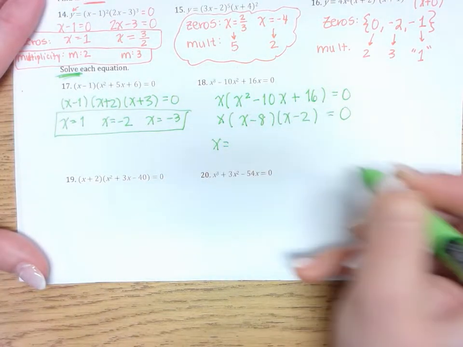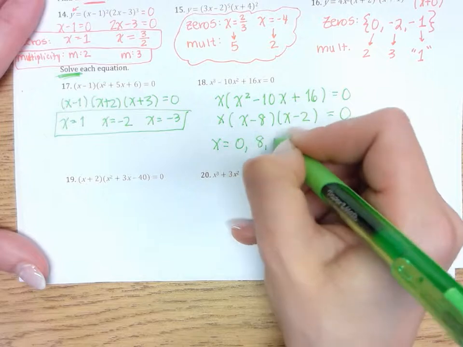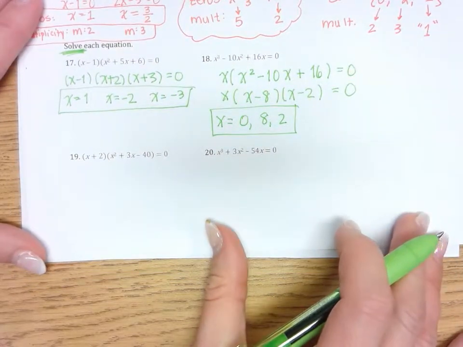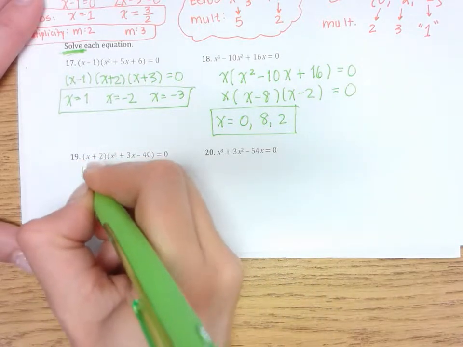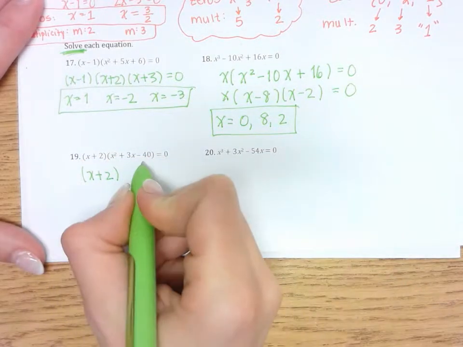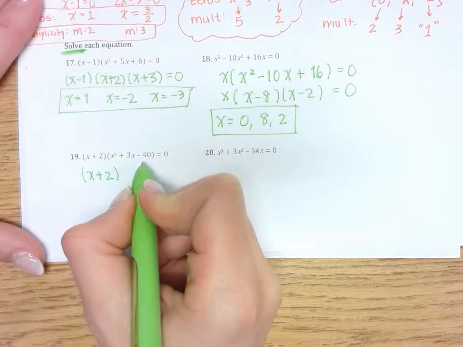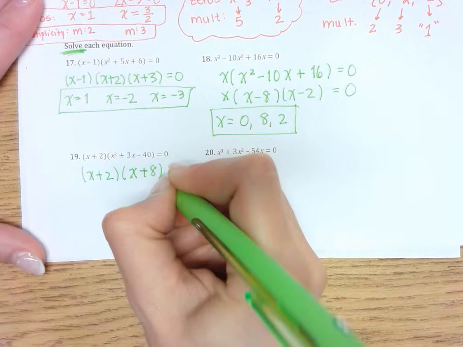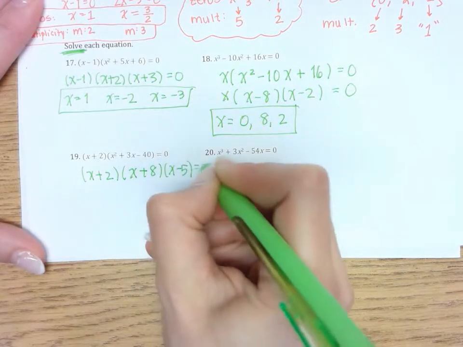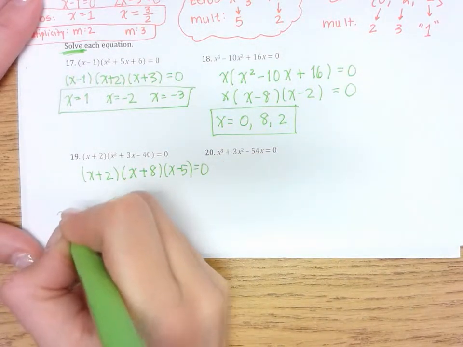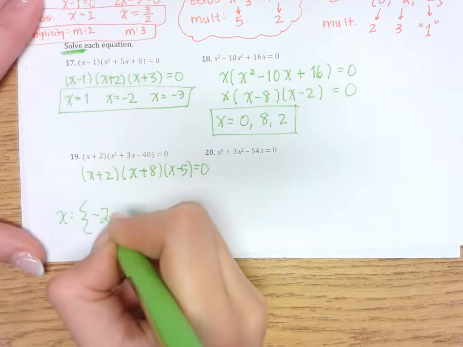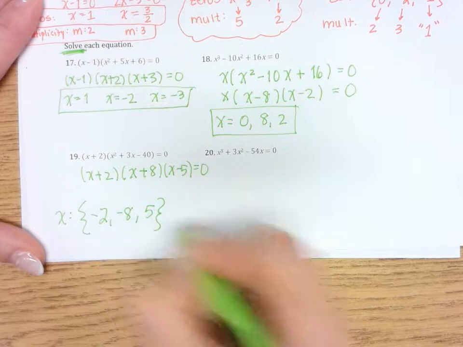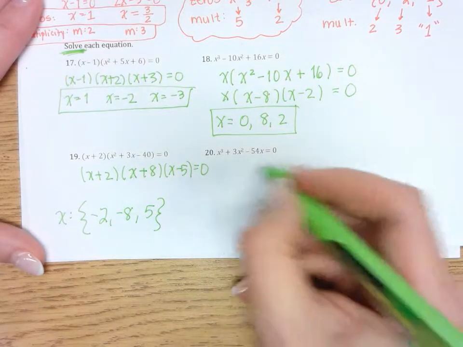Here, I'm going to write them all out. I get 0, I get 8, and 2. Didn't ask for multiplicity, just said solve the equation, okay? This one, it was a head start already. 40, 10 times 4, that won't help. 5 times 8, that helps. Done. Next one.